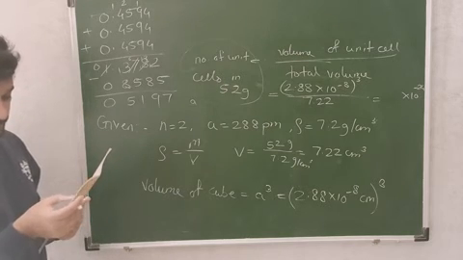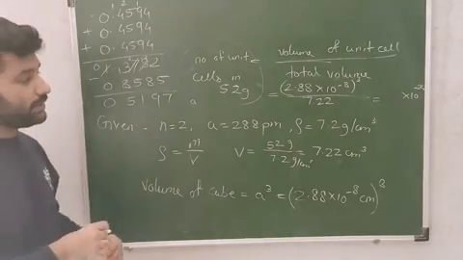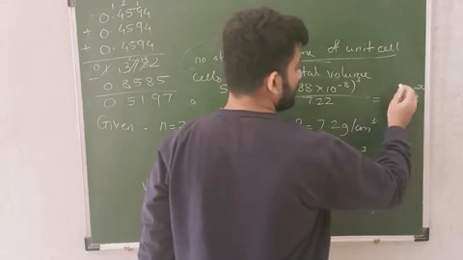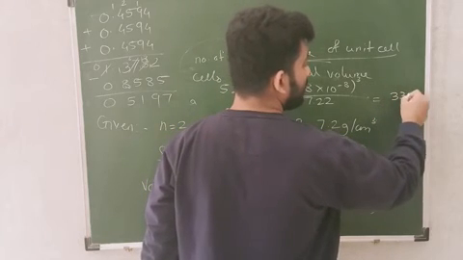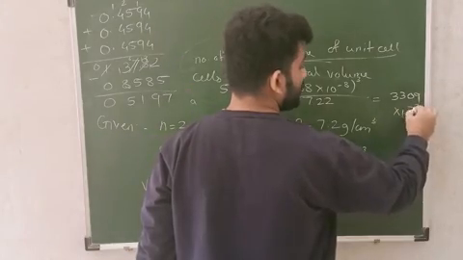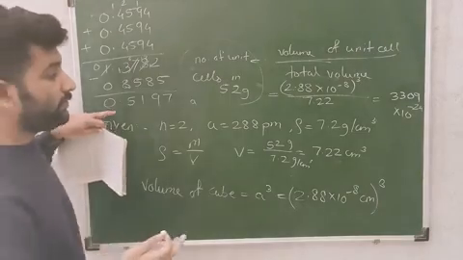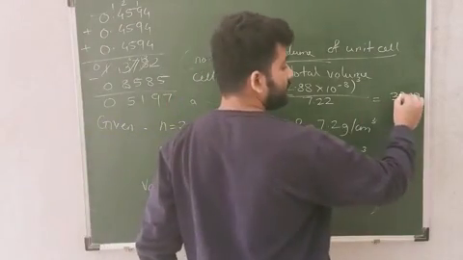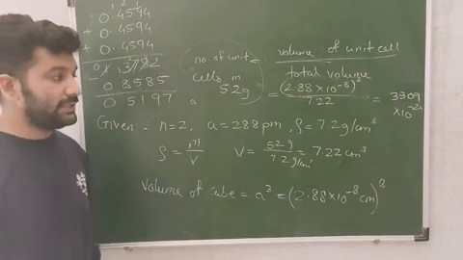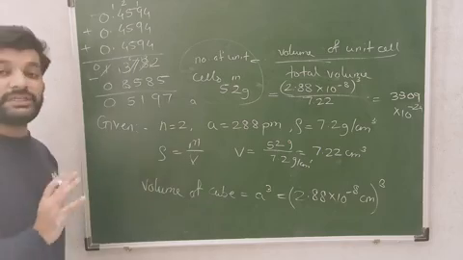51 in 9, and 7 is 5. So 3309. We now have 3.309 into 10 raised to minus 24. Here we have the 0, so that will give you 1 plus 1 is 0. So that is 3.309 into 10 raised to minus 24. This is the number of unit cells.